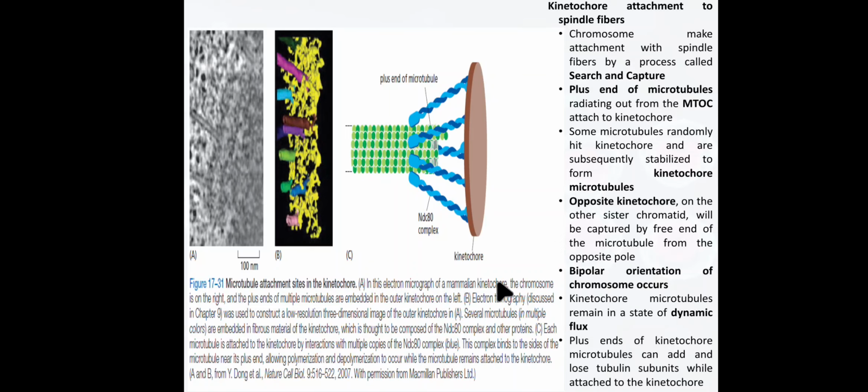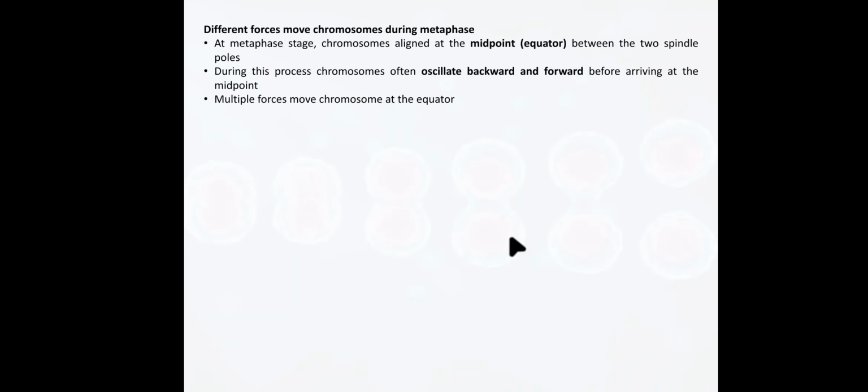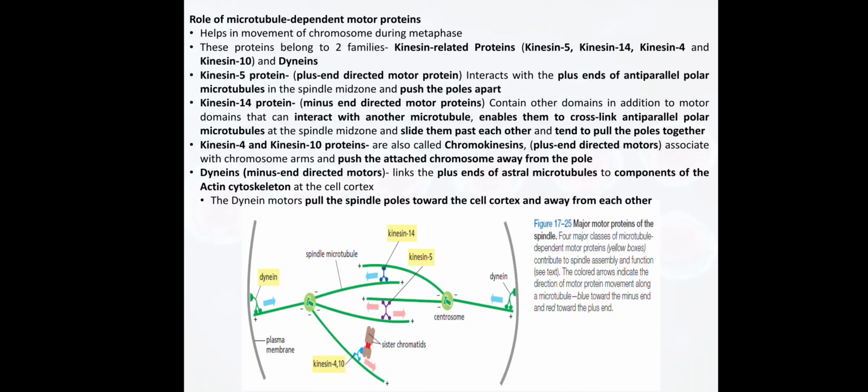So there is a specialized protein, a microtubule dependent motor protein. The movement of chromosomes during metaphase depends on numerous microtubule dependent motor proteins. These proteins belong to two families: the kinesin related proteins such as kinesin 5, kinesin 14, kinesin 4 and kinesin 10, and the other family of proteins is dynein.